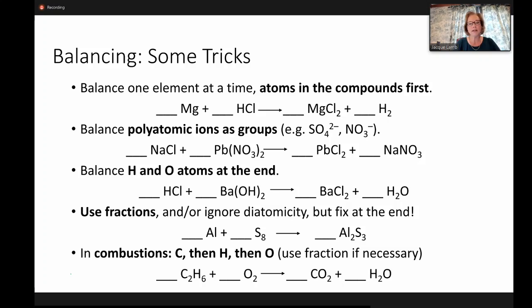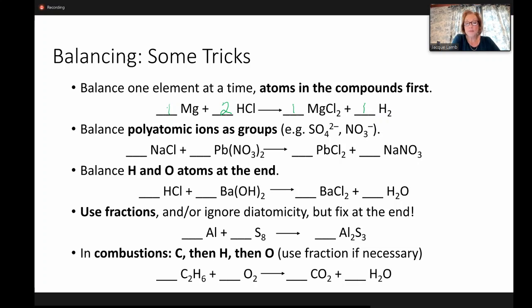The first is balance 1 element at a time, and you do the atoms in compounds first. So if we notice there are 2 chlorines on the second product side and only 1 on the reactant side, so that tells us right off the bat we need to have at least a 2 in front of the HCl. That's going to balance the chlorine. That also gives us 2 hydrogens, and we have 2 hydrogens on the other side, so that's balanced. And then if we just put a 1 in front of each of these, we would have a balanced equation.